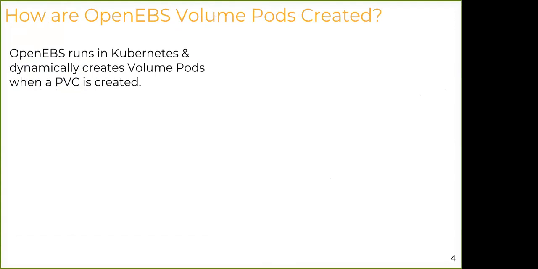So this talks about the nature of creation, how the volume pods get created, right? Okay. So some of the slides have a bit of animation, so I'll just try to speak as I click on the next buttons. Okay, so OpenEBS runs in Kubernetes, that's for sure, and dynamically creates volume pods when a PVC is created. We'll see the flow now, right?